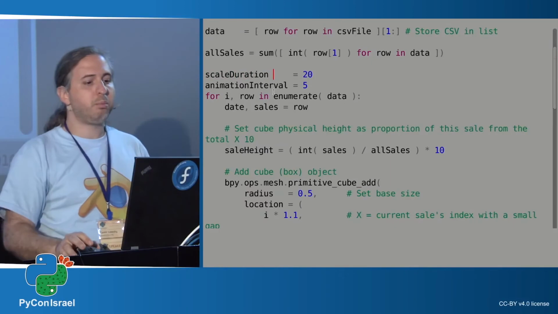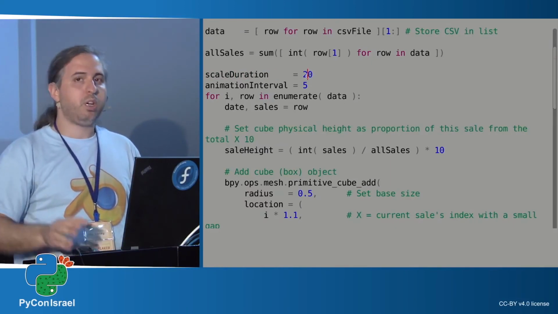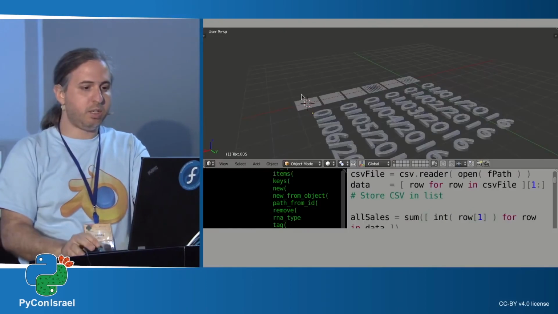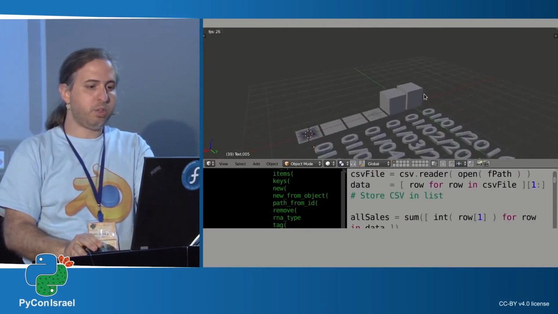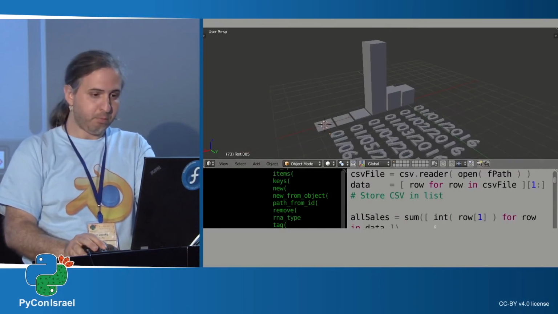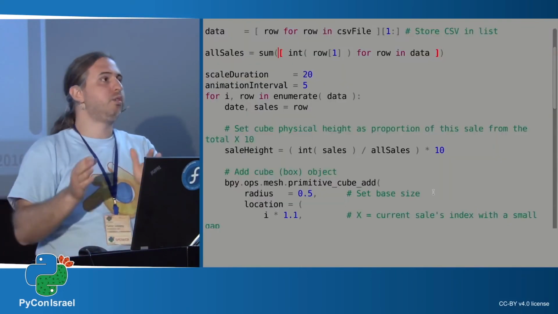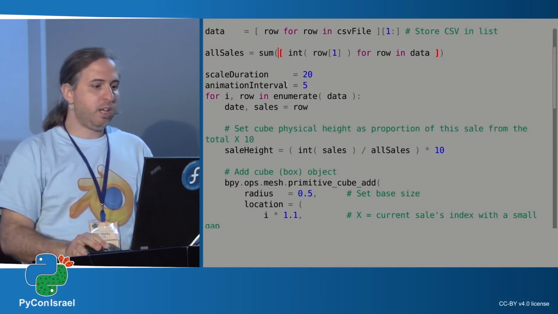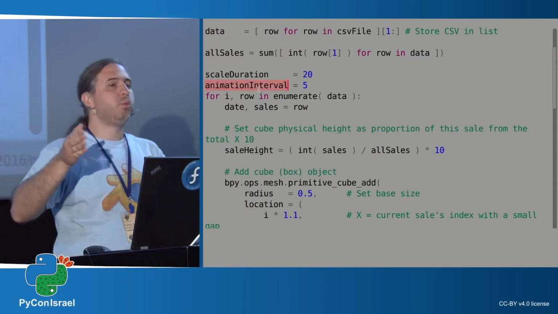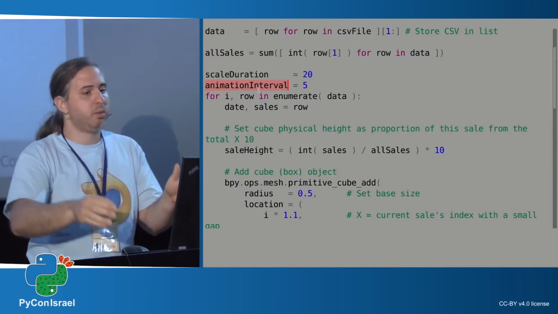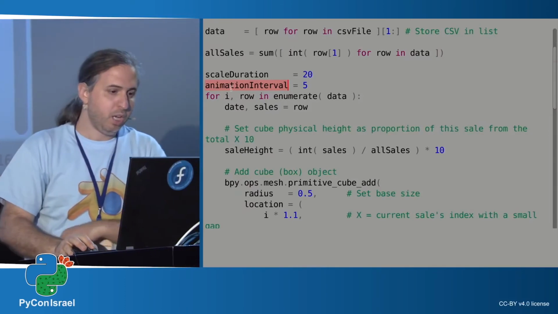Okay, so the duration is the number of frames for the scaling operation. Scaling is the change in size that you see here for each one of the bars. It takes 20 frames. Okay, that's just the duration, the interval between the start and the end of the animation. And then the interval between animations, so between one bar and then the next bar animating, is 5 frames. Okay, so that's this value.